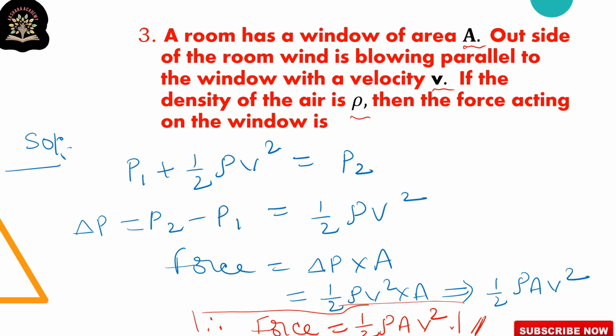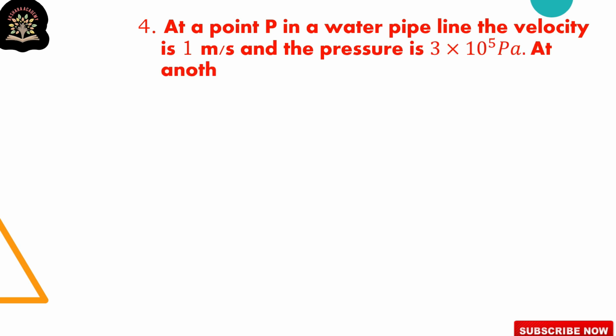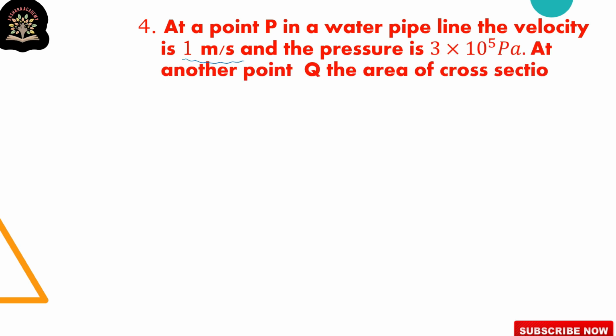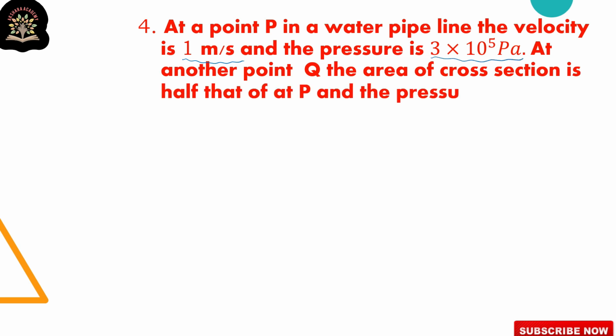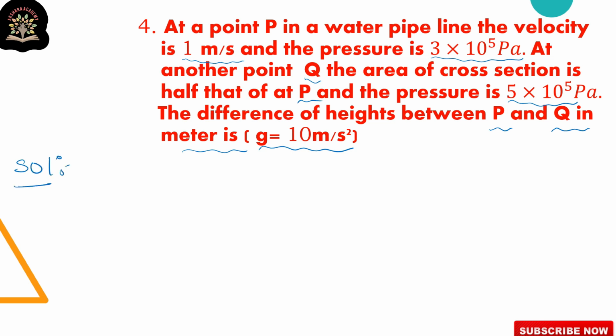Okay. Next we will go to the next question. Fourth one. At a point P in a water pipeline, the velocity is 1 meter per second and the pressure is 3 into 10 to the power of 5 pascals. At another point Q, the area of cross section is half that at P and the pressure is 5 into 10 to the power of 5 pascals. The difference of heights between P and Q in meters is. Here you have to calculate the difference in heights. They have given g as 10 meters per second square. Let us go to the solution.